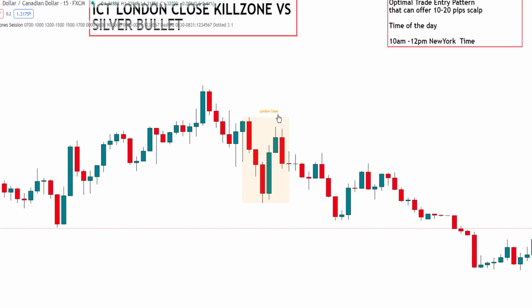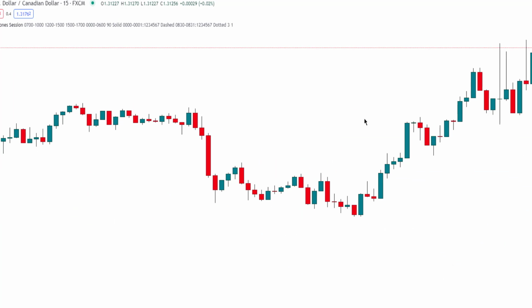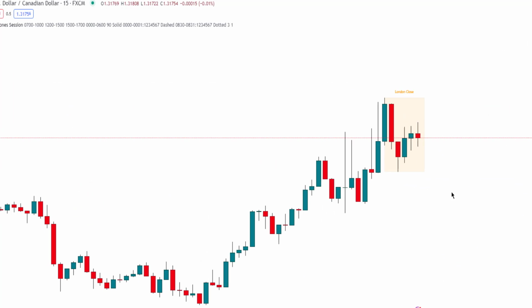So this is it. The ICT London close Killzone is delineated. You can actually see it. It is all over here. We're actually seeing it right here.